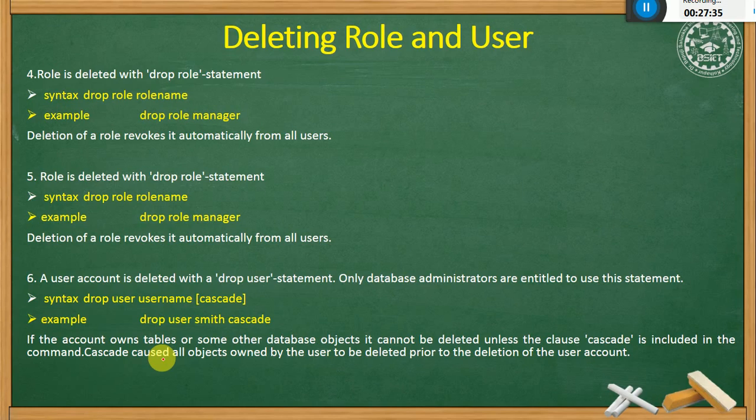The last point in the discussion: how to delete a role or how to delete a user. In DBMS, database management system, when you want to delete anything completely, you use the drop keyword. Drop role name, that is, drop role manager, will automatically delete the role of manager, and it revokes all the permissions from the users who have the manager role.